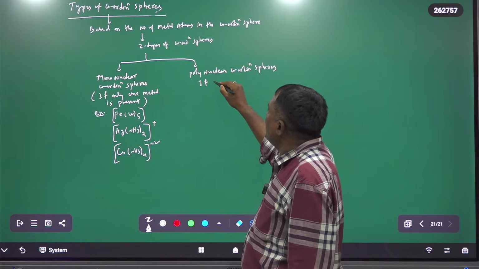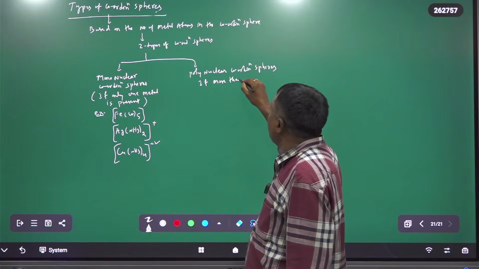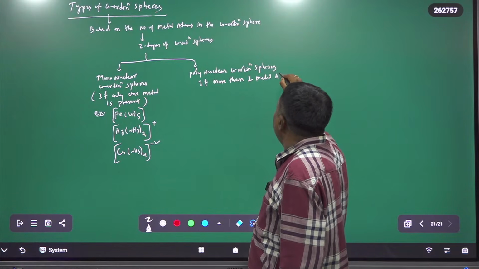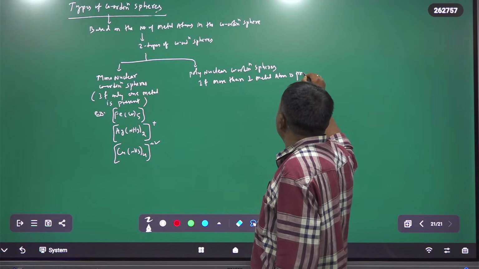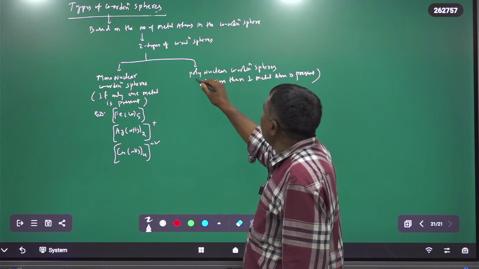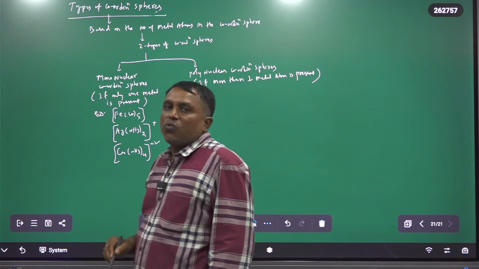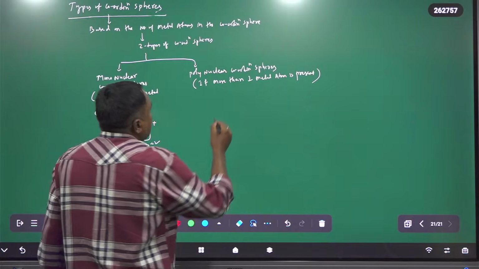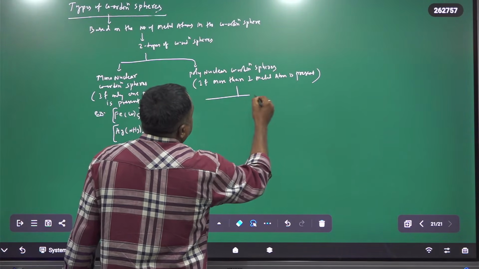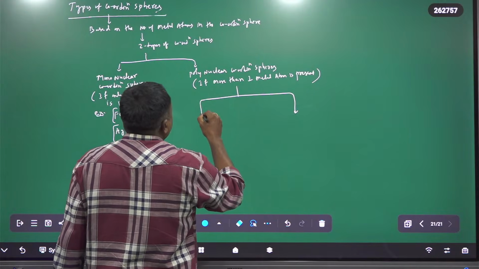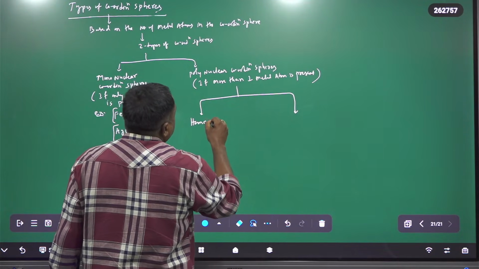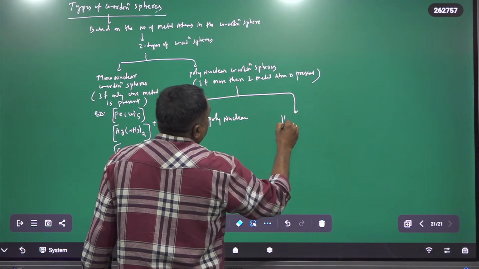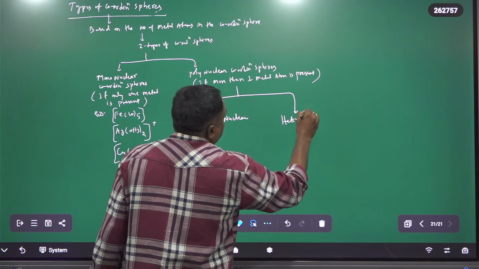If more than one metal atom is present, such compounds, such coordination spheres are called polynuclear coordination spheres. These polynuclear coordination spheres are again divided into two different types: homopolynuclear and heteropolynuclear.